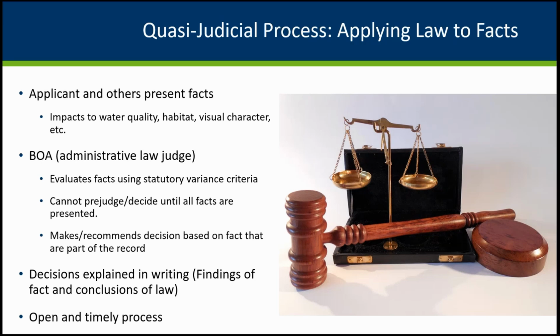The Board of Adjustment cannot prejudge a decision. That's a really important point. They must wait to make a decision until all the facts have been presented. Prejudging a decision deprives the applicant and interested parties of due process. Decisions need to be in writing, thoroughly vetted, and clearly explained as to why the decision was made. Presented facts and evidence must be used in an explanation, and simply repeating the statutory criteria is insufficient in this case.